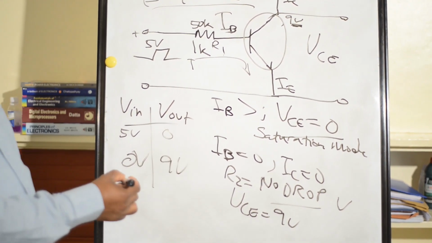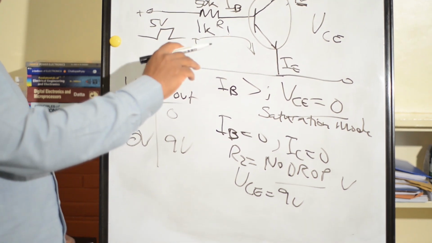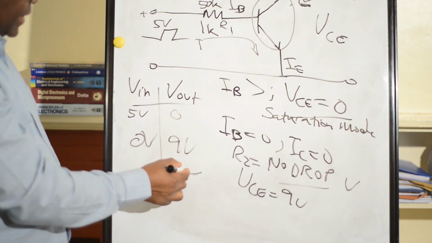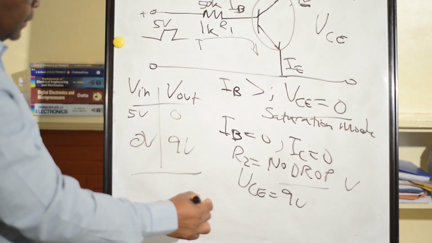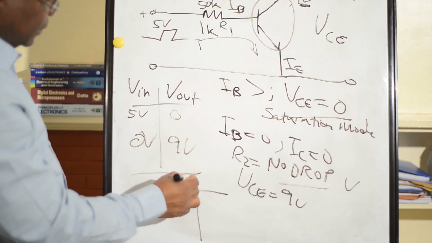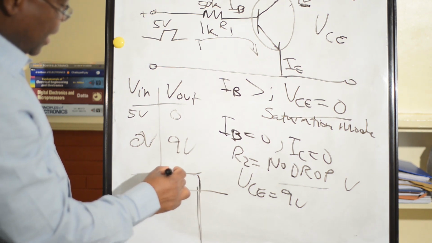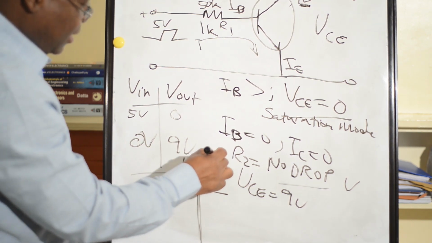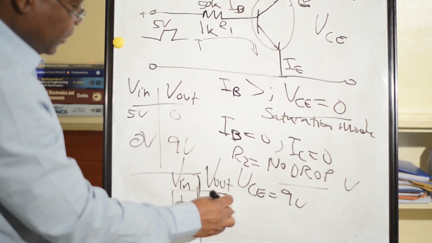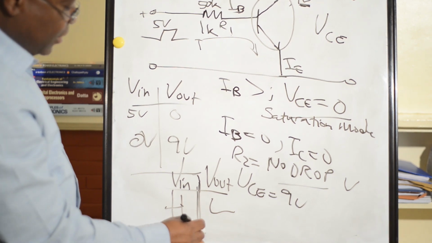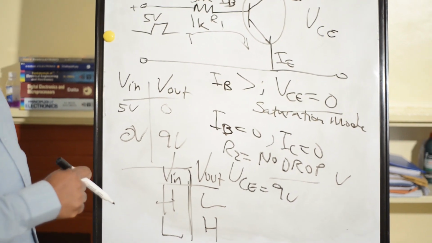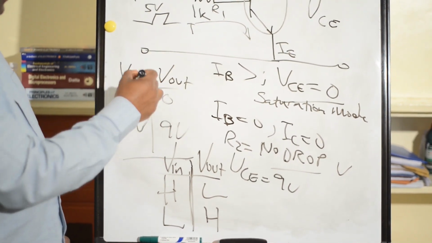So you can see here our NPN in this configuration with these parameters acts as an inverter. We can also put another chart which shows it this way: V in here, V out here. You have a high value, you get a low value. You get a low value, you get a high value. So this is a representation of NPN as an inverter.